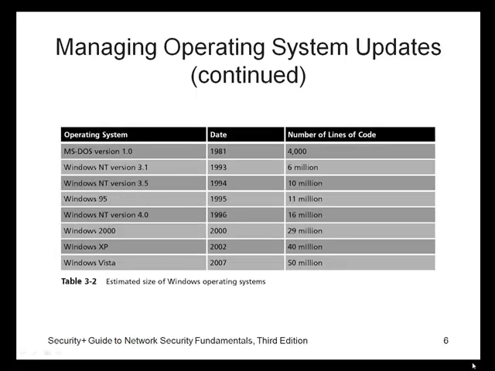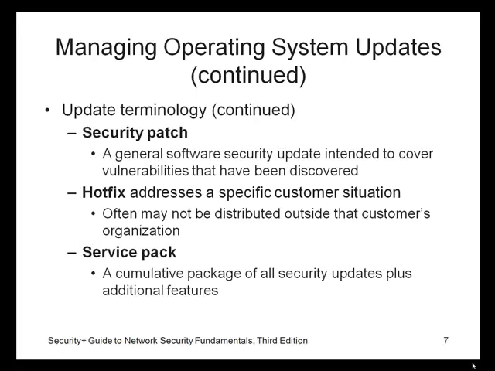And some others. Back here at MS-DOS version 1, all of 4,000 lines of code. NT 6, 10, 11, and that makes sense. As they do more, you're going to have more code in them. And as you have more code, you've got more probability of errors in the code, and you're going to have more errors in the code.